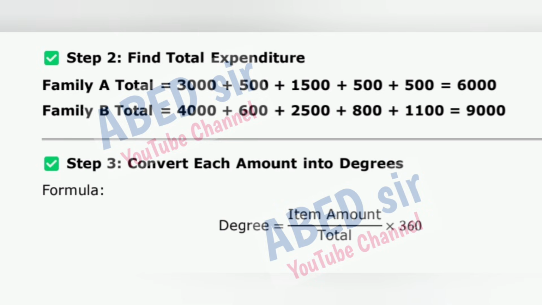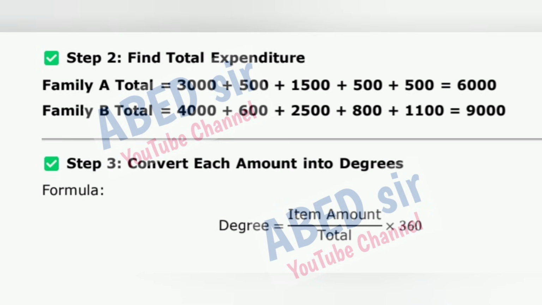Family A total is equal to 3,000 plus 500 plus 1,500 plus 500 plus 500 equals 6,000. Family B total is equal to 4,000 plus 600 plus 2,500 plus 800 plus 1,100 equals 9,000. Step 3. Convert each amount into degrees.